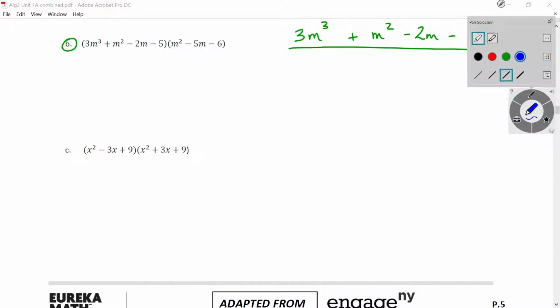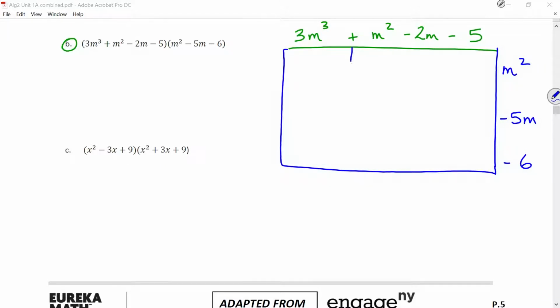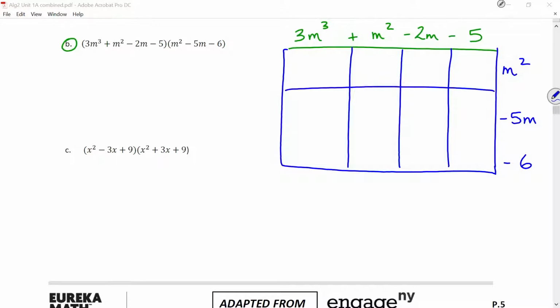Okay, my side is going to be m squared and minus 5m. Make sure you keep those negative signs, and minus 6. Okay, now I know it's an area model. I'm not trying to duplicate exactly the right dimensions. Like m cubed obviously is bigger than m squared as long as m is bigger than 1. But I'm not trying to duplicate that. I just want to find regions that I can think through this problem.